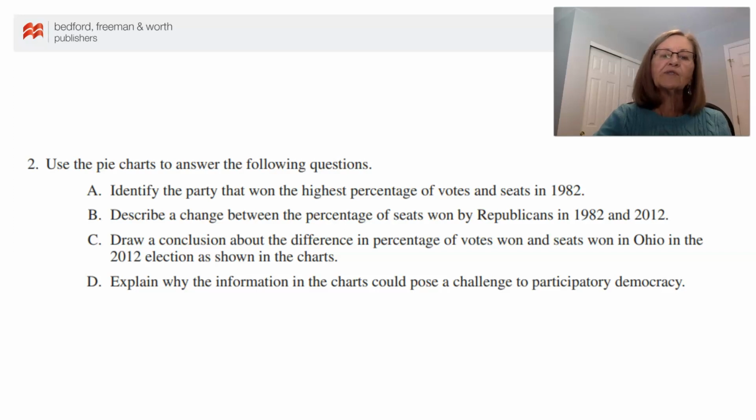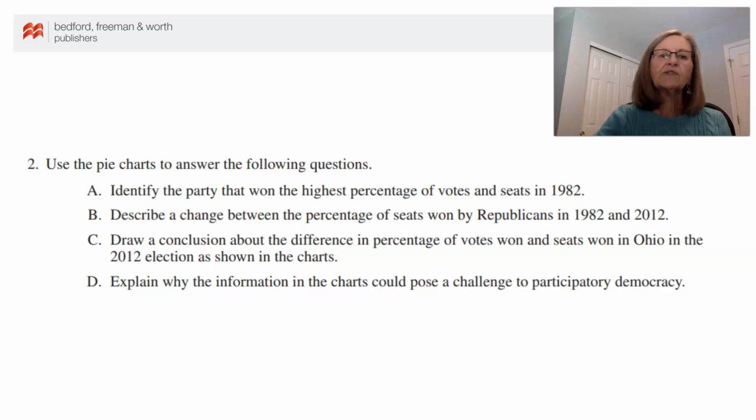Part B requires students to describe the data. This particular question asks, describe a change between the percentage of seats won by Republicans in 1982 and 2012. A good response would state, in 2012, Republicans won 26% more seats than they did in 1982. Note that this response refers specifically to the data.